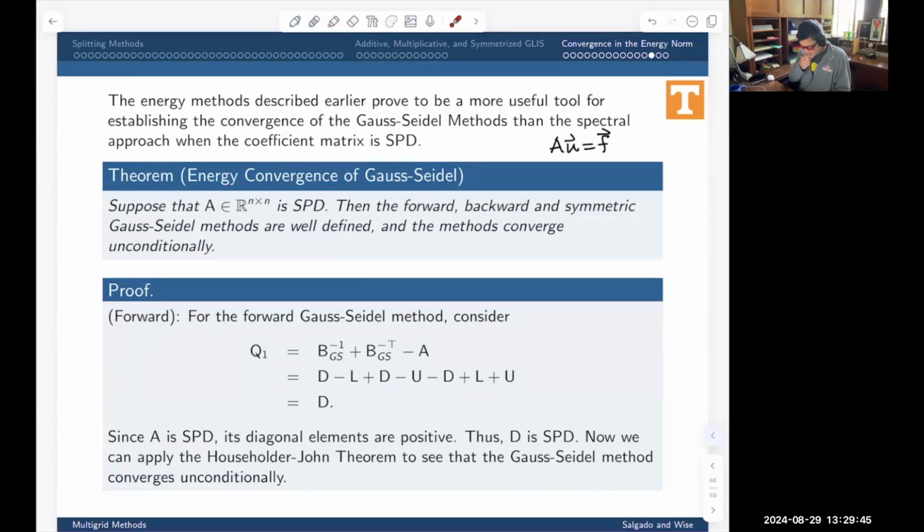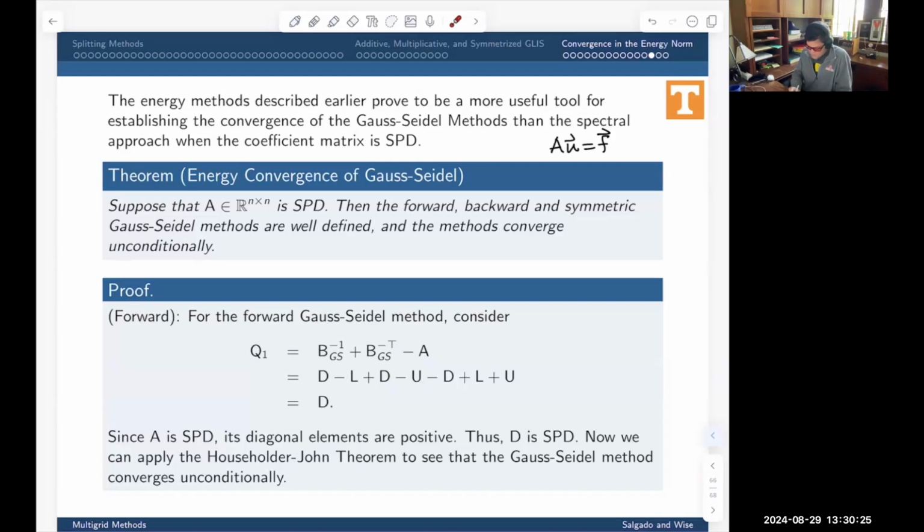Well, now let's use one of our theorems to prove the convergence for the Gauss-Seidel method. And in particular, let's use the Householder-John theorem. The Householder-John theorem says you have to take the B matrix inverse, plus the B matrix inverse transpose, and subtract off from those the A matrix. If we can show that that resulting matrix is symmetric positive definite, then that will guarantee that our method converges using this Householder-John theorem. Well, now here's how it goes.